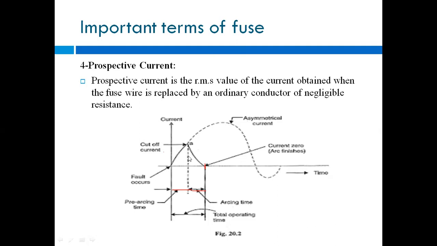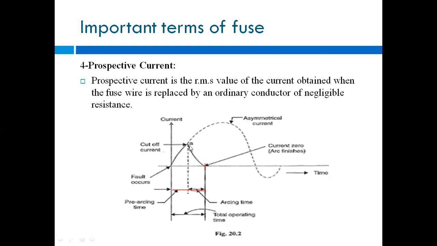Then an arc will be produced when we are using the fuse. So what actually happens there? Some parts are given here, that is the pre-arcing time, then the arcing time. When any fault occurs, the fuse will take some time. Its element connected between the two terminals will take some time to melt. That is the pre-arcing time.